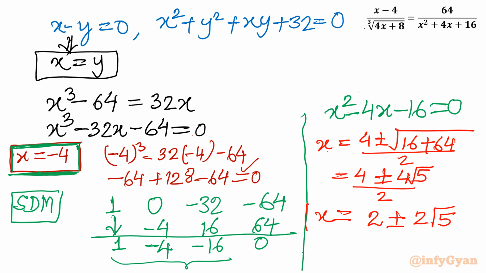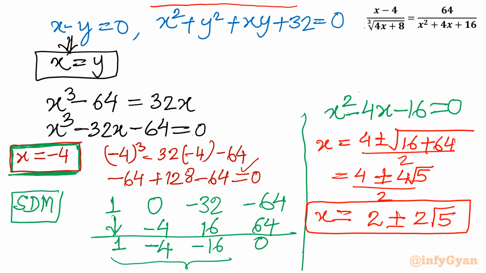And there is no constraint with these two values. No rejection from the domain calculation. So we have got three real solutions for this equation. Now come to this equation. What will we do for this? Let us solve this one.